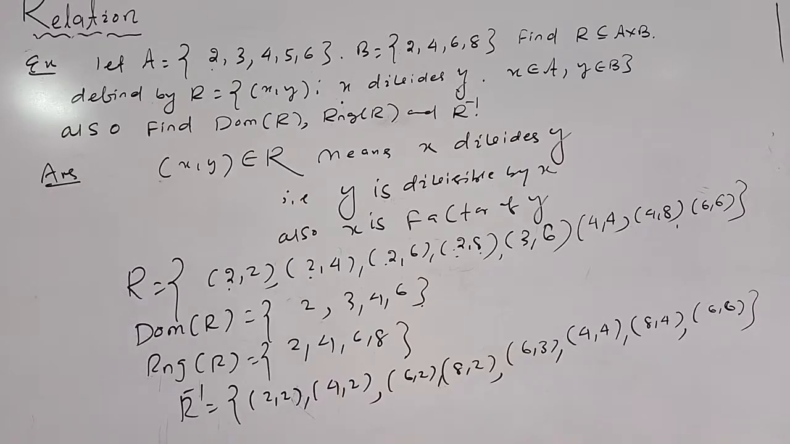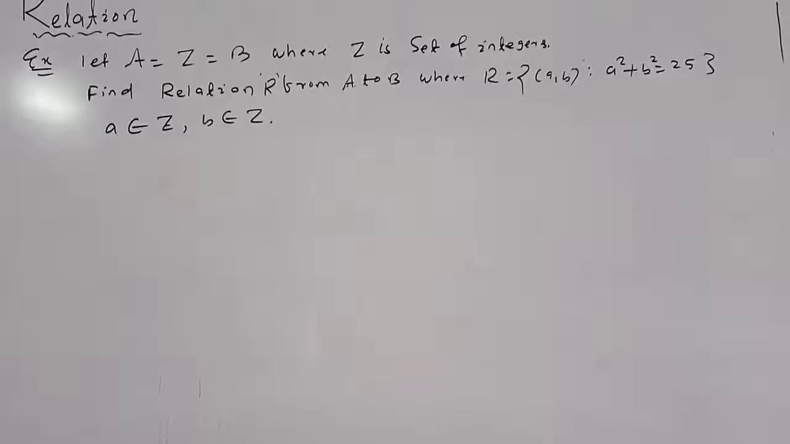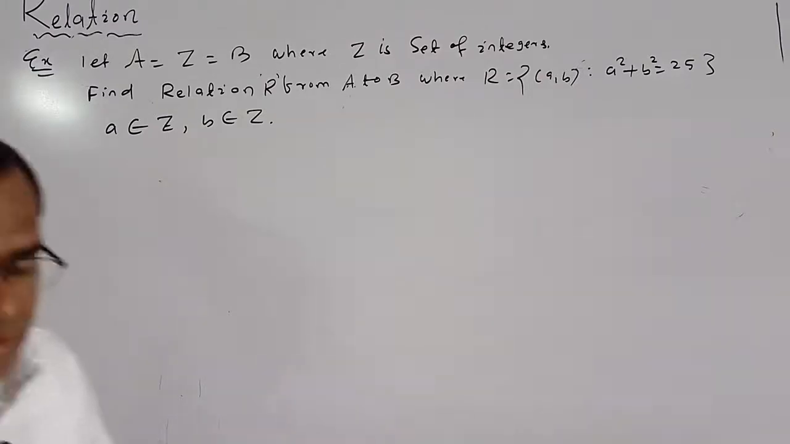Another example: let A be equal to Z set, B is equal to Z, where Z is the set of integers. Find relation R from A to B, where R is equal to the set of ordered pairs (a, b), such that a squared plus b squared is equal to 25, where a belongs to Z and b belongs to Z set.